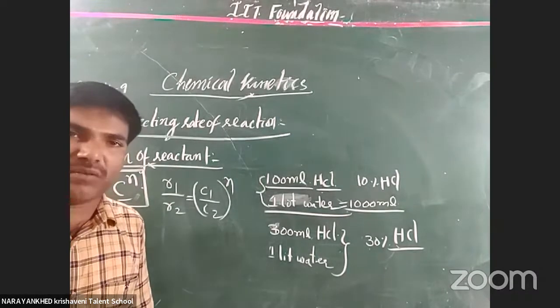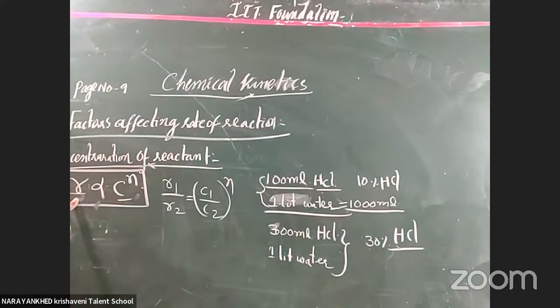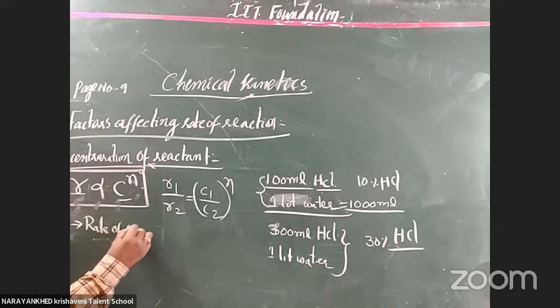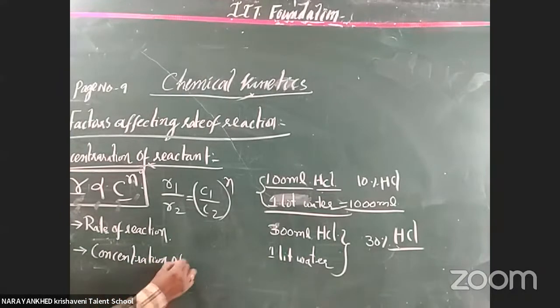The order of reaction and the concentration of the reactant both play the main role here. You have to keep in mind, R is directly proportional to C to the power of n. Here R is the rate of reaction of a chemical reaction, C is the concentration, and n is the order of reaction. Here R is the rate of reaction, and C is the concentration of reactant.